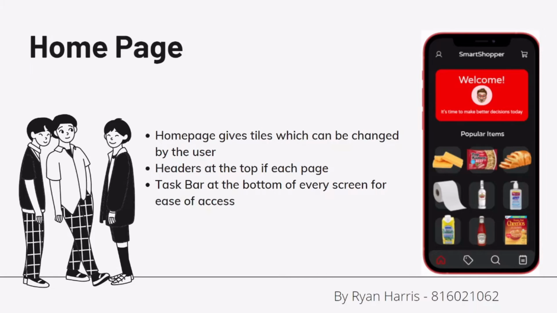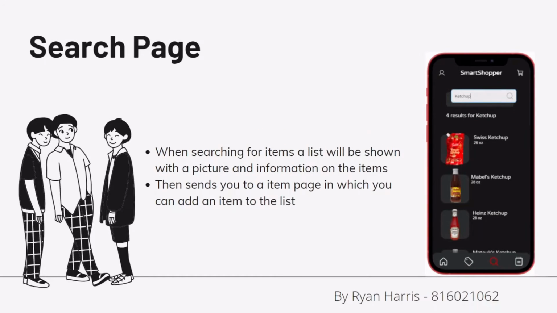Then there's also the footer, the navigation bar at the bottom of the page that gives you access to the home page, the deals page, the search page, and the list page. Moving on, we have the search page. The search page gives information on the items that's been searched, such as a picture, the name of the item, and some descriptor that helps you tell it apart from other items like it, whether it be by size or by flavor.